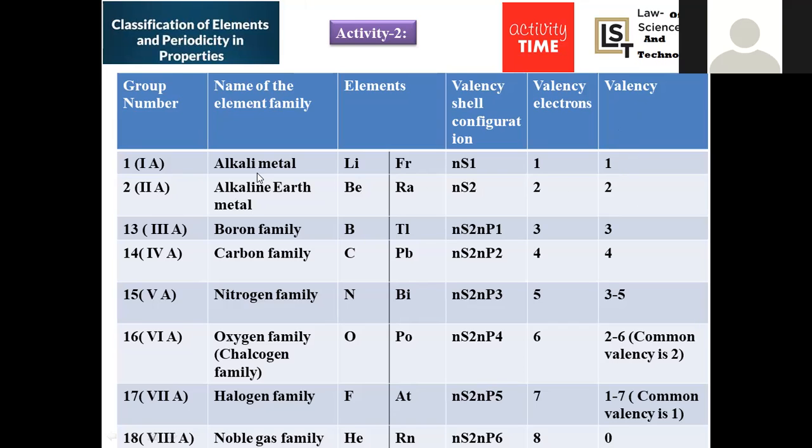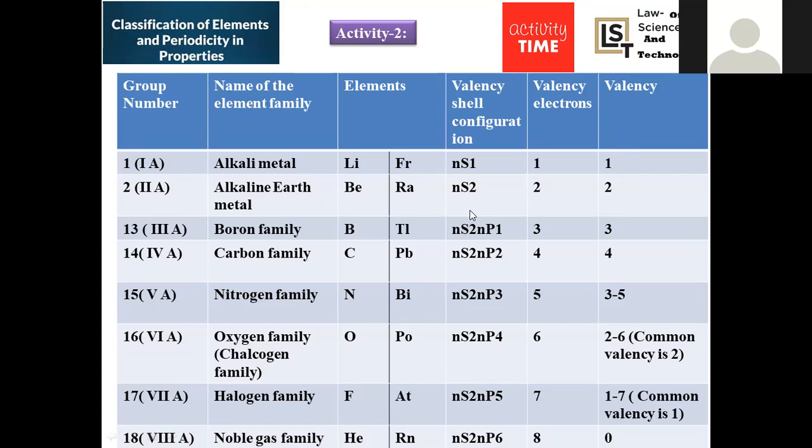So this is about the first group, called alkali metals. Now let us move on to group 2, where we have the alkaline earth metals. It starts with beryllium and ends with radium, a radioactive element, the first radioactive element introduced in the entire periodic table.